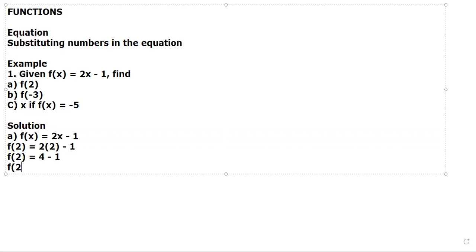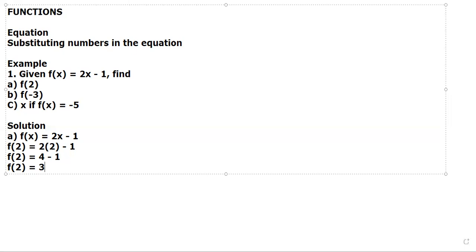That means f of 2 is equal to a 3. That's the answer for the first one. F of 2, of course, is equal to 3. That's what you have. Now, let's go to the next one.